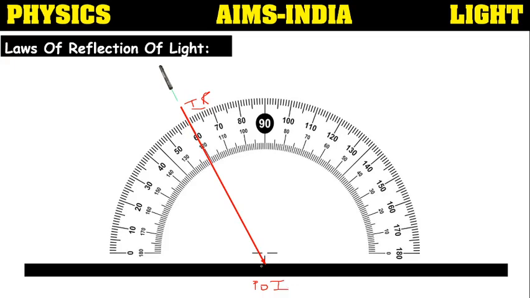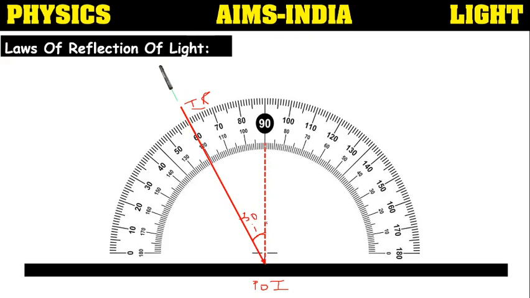So at the point of incidence, let's draw one normal. This is the angle between the normal and the incident ray. We have already learnt this is called the angle of incidence, I. From 60 to 90, the difference is 30. So here the angle of incidence is 30 degrees.